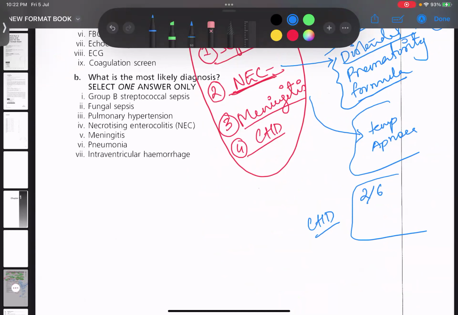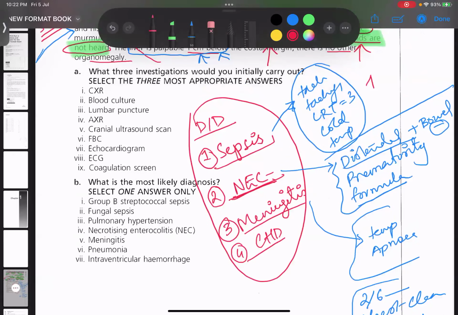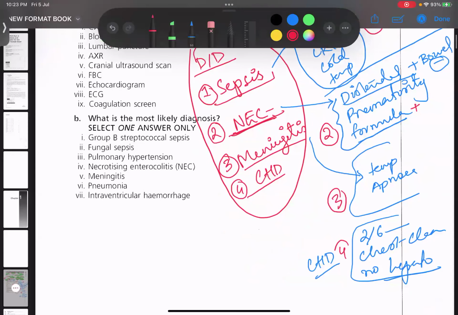There is no bilateral basal crepitation; that is, the chest is clear. Second, and the most important one, there is no hepatomegaly, and hepatomegaly is one of the surest signs of heart failure. So no hepatomegaly. Only for the murmur we were considering it. Okay, so we have our differentials. First one is septic shock, second one is NEC, third one is meningitis, fourth one is congenital heart disease.